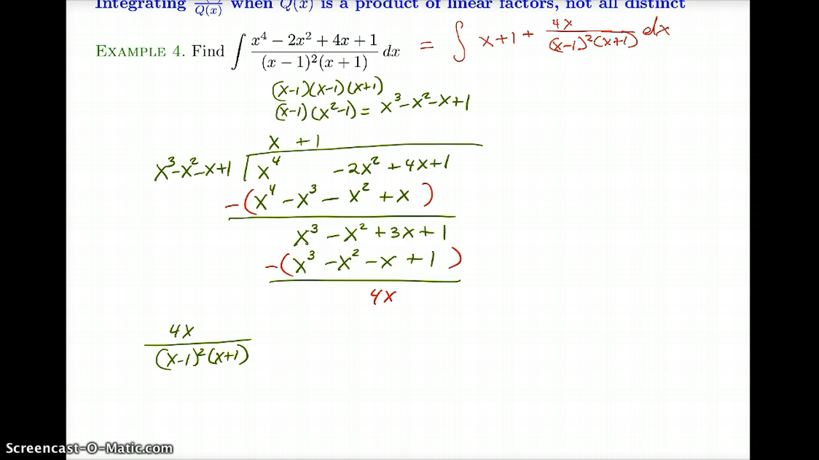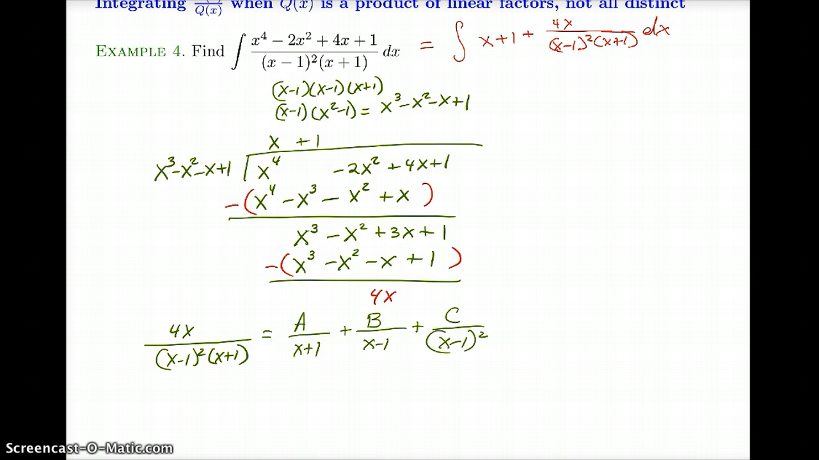So if I didn't have the x minus 1 squared, I would set it up as A over x plus 1 plus B over x minus 1. But because the x minus 1 is squared, it's slightly different. So for the x plus 1, it's the same type of term. For the x minus 1 squared, I'm going to get two terms, B over x minus 1, and another one that's C over x minus 1 squared. And if it had been x minus 1 cubed, I'd get a D over x minus 1 cubed.